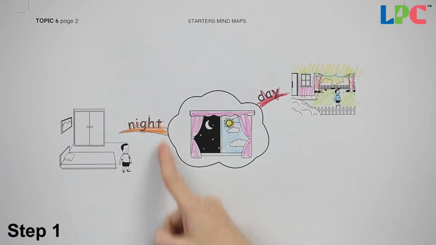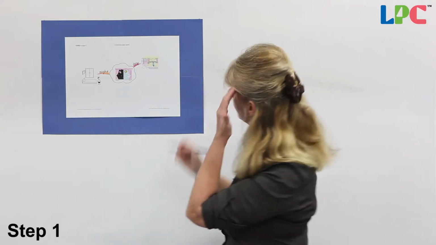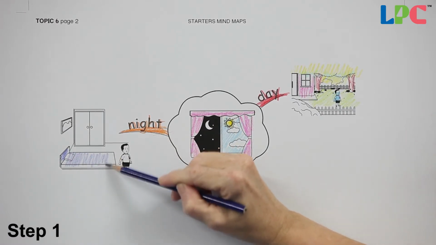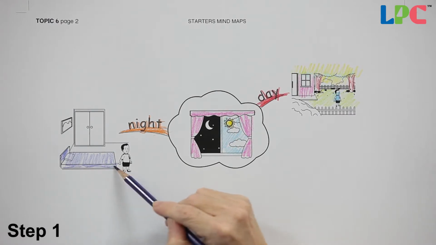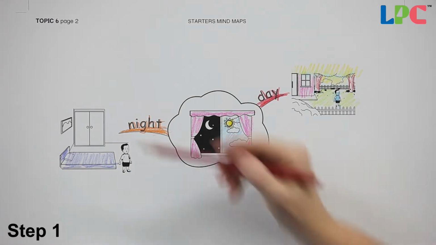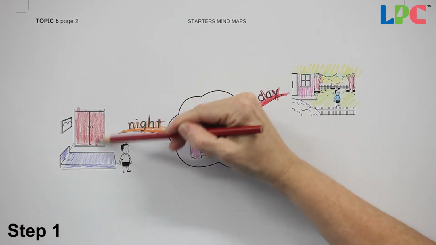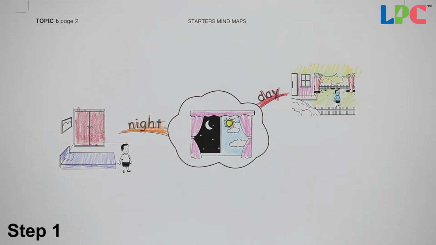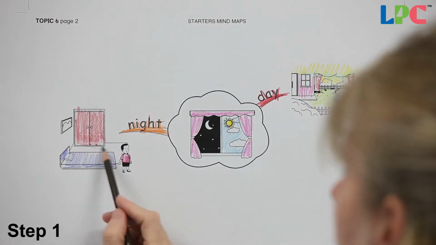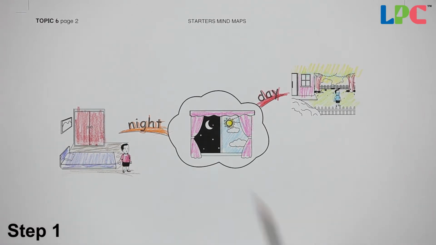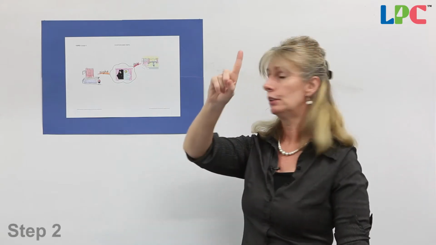Bill is in his bedroom at night. Color Bill in his bedroom at night. Any color you like. Bill is in the bedroom in the night. Very good. And pencils down. Show me your reading finger.